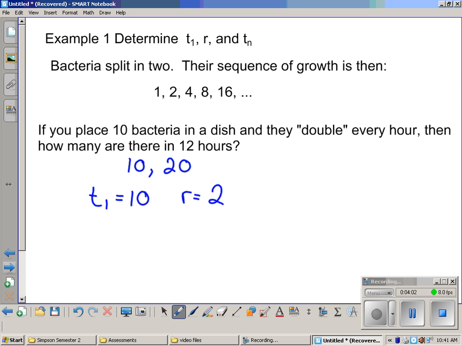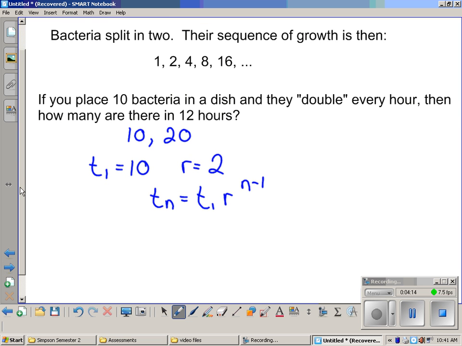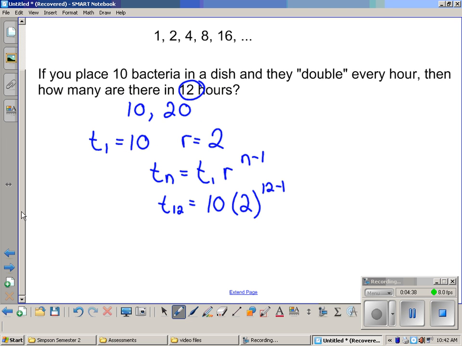I can find Tn then by substituting into the formula that Tn is equal to T1 times r to the n minus 1. In this case, we want to know how many there are after 12 hours. So n is going to be 12. So then T12 is going to be equal to T1, which we said was 10, times 2 to the power of 12 minus 1. So this is 10 times 2 to the power of 12 minus 1. Well, 12 minus 1 is 11.